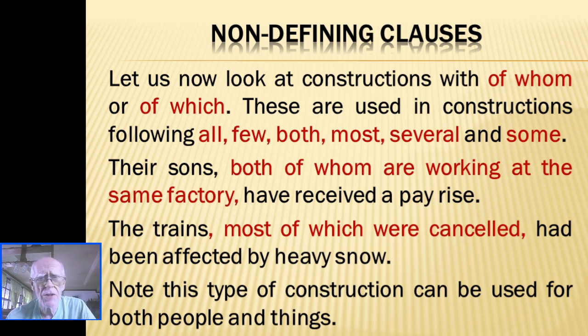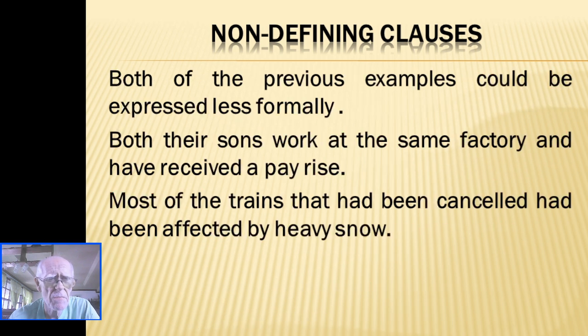Let us now look at constructions with of whom or of which. These are used in constructions following all, few, both, most, several and some. Their sons, both of whom are working at the same factory, have received a pay rise. The trains, most of which were cancelled, had been affected by heavy snow. Note this type of construction can be used for both people and things.